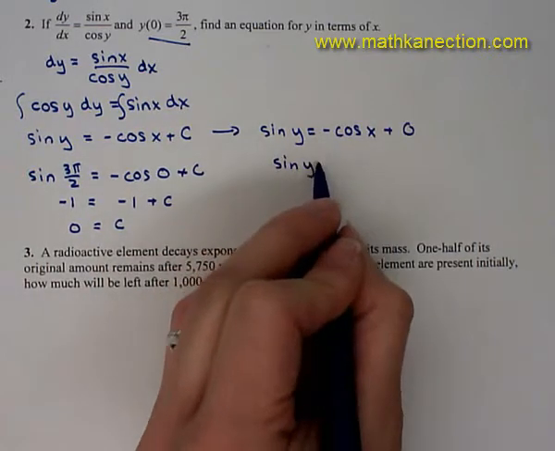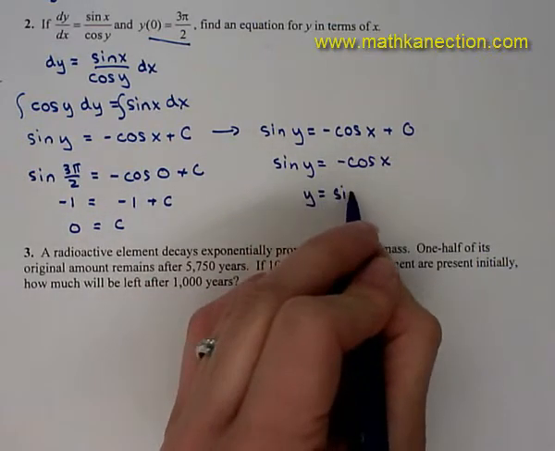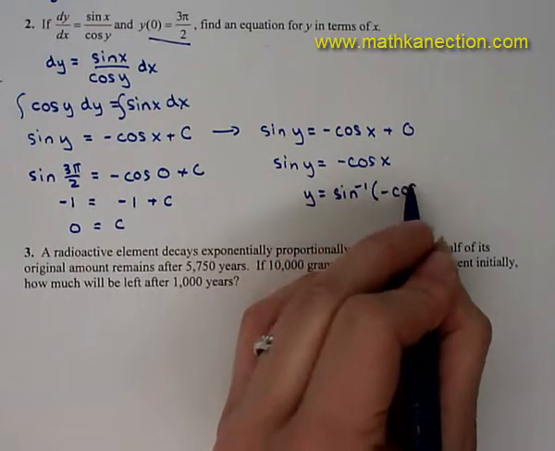sine of y is equal to negative cosine of x. Solving for y, take the sine inverse of both sides. So y is equal to the sine inverse of the negative cosine of x.